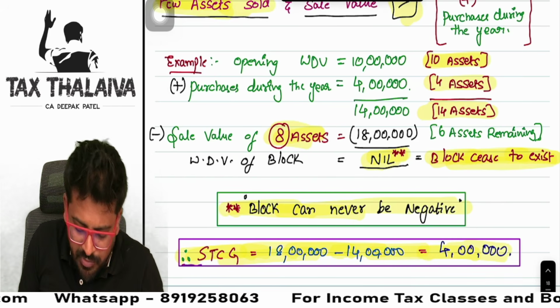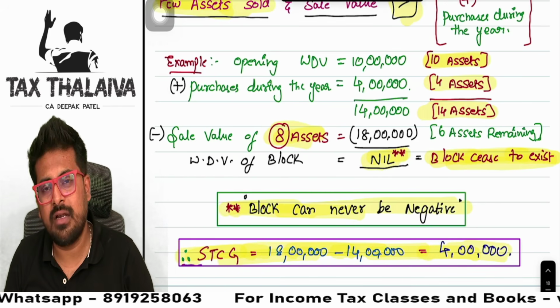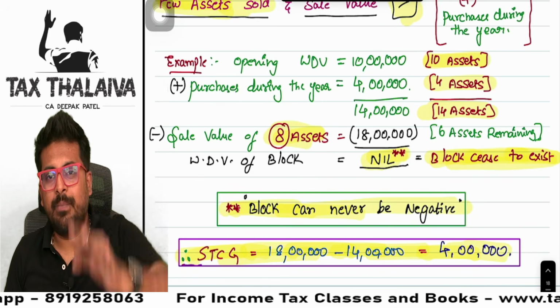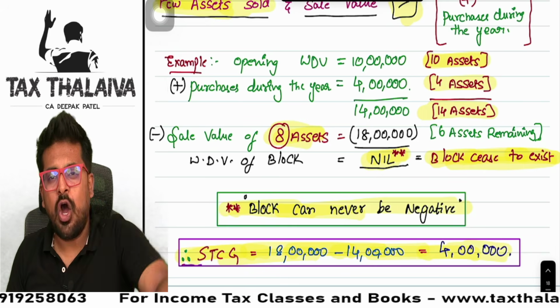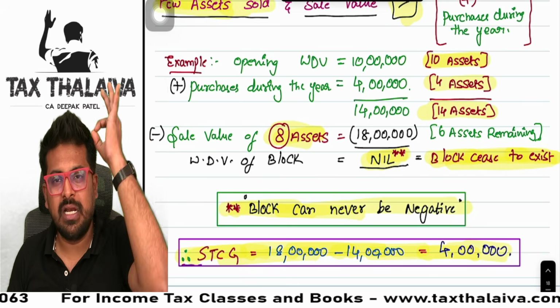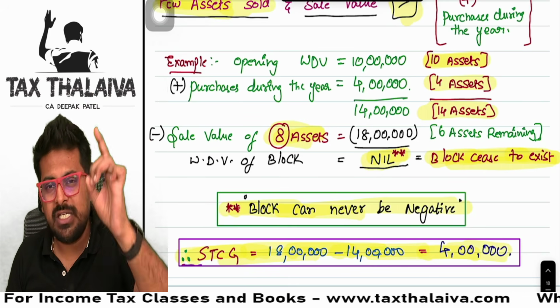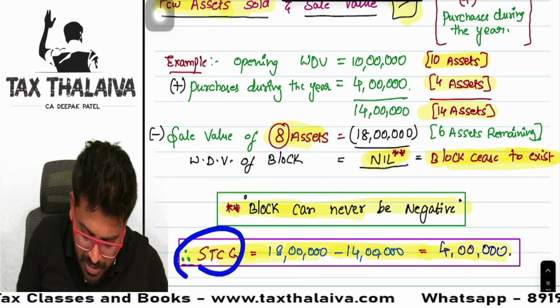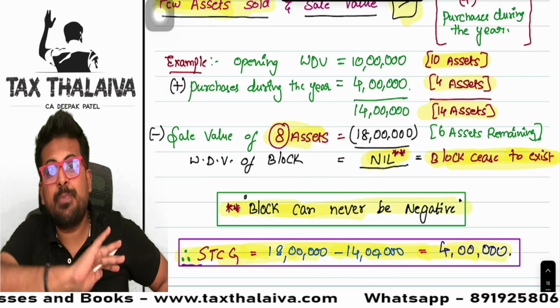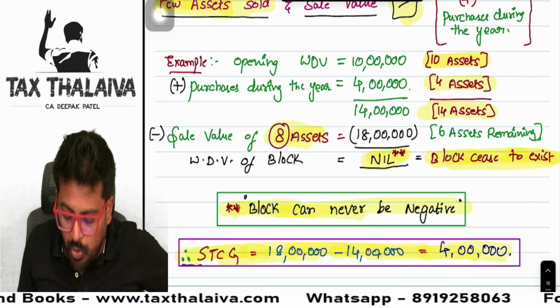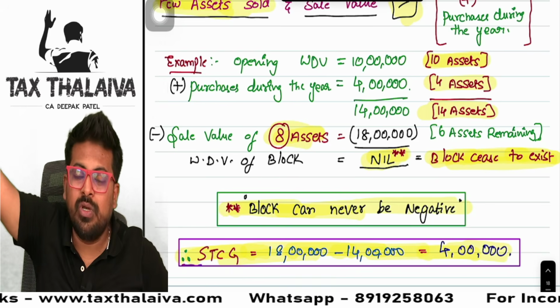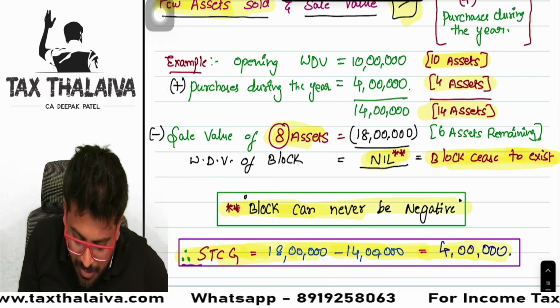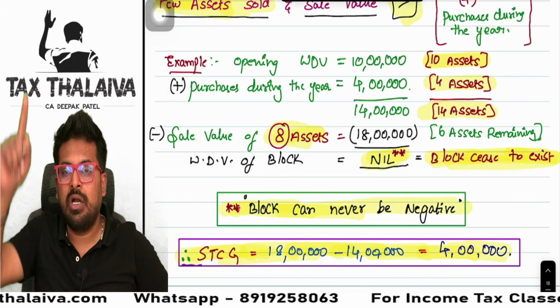Sir, why are we not calling it a long-term capital gain? Because any depreciable asset you sell, all the time it will be short-term capital gain only. On depreciable assets, you can never get long-term capital gain. Always you will get a short-term capital gain only, irrespective of the period of holding. You might be holding the asset for more than 2 years, 3 years, whatever. But all the time it will come as short-term capital gain only, mind you.